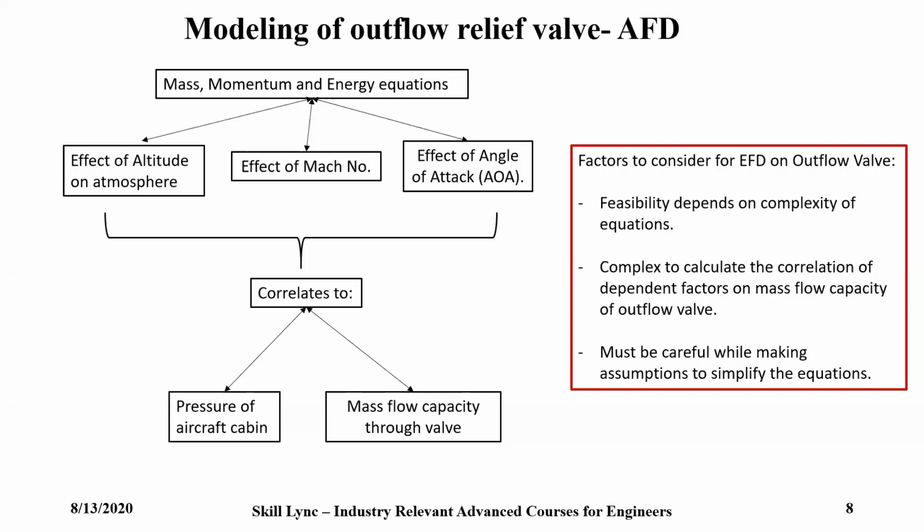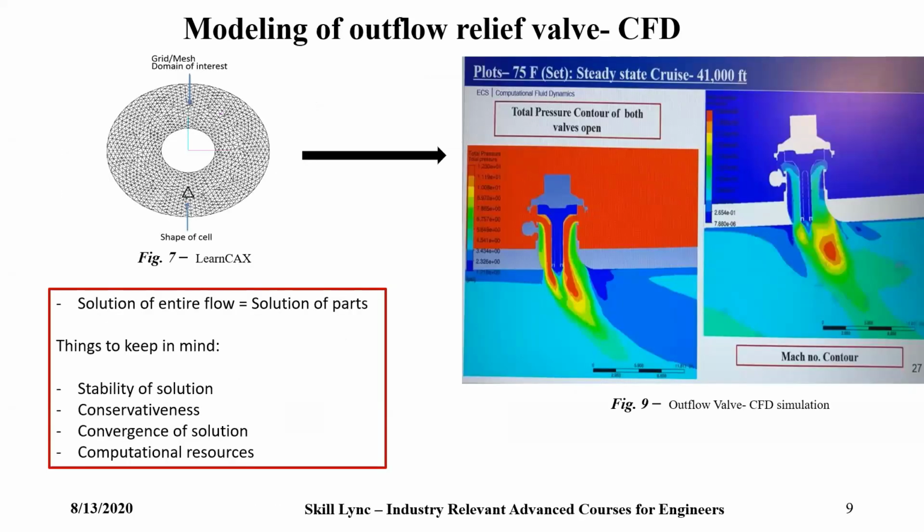So then let's try to approach it from the CFD standpoint. Moving forward, so modeling of the outflow valve using CFD. What is CFD actually? It is computational fluid dynamics, but one of the major components behind CFD is the grid or the mesh generation. So if you look at what we have right here, the entire solution is cut into portions called grids or domains, that is subdomains, and the solution is computed over them iteratively. So if you see the portion over here, that is one mesh.